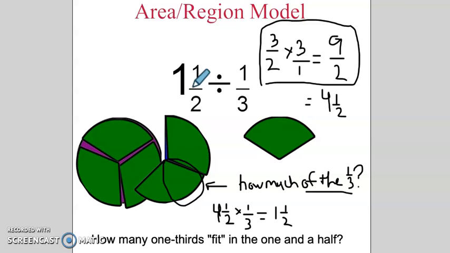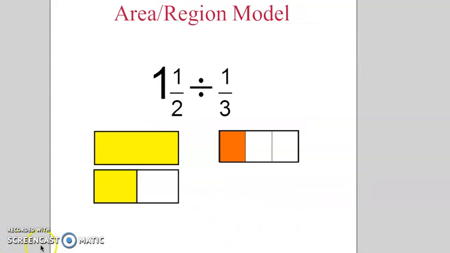And then your quotient is, again, how many times this 1/3 went into this 1.5. So now let's look at the area model again, but with rectangles or strips. Here we can see that we have 1.5, and again, we're going to see how much this 1/3 fits into this whole and then this half.